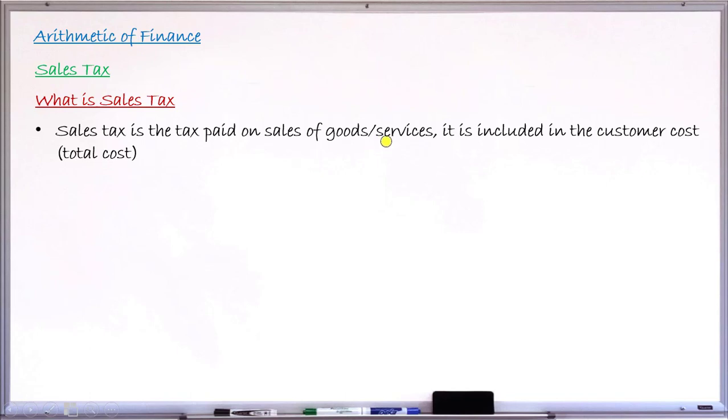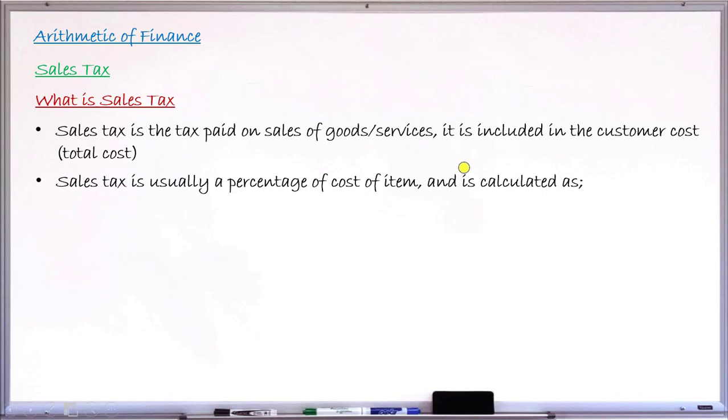The manufacturer or the service provider will take that part of the tax and remit it to the government. So whatever you pay when you collect goods, you should know that there is sales tax inside that money. Sales tax is usually a percentage of the cost of the item. The cost of the item here refers to the cost to the manufacturer or the service provider, what it cost him for that good.